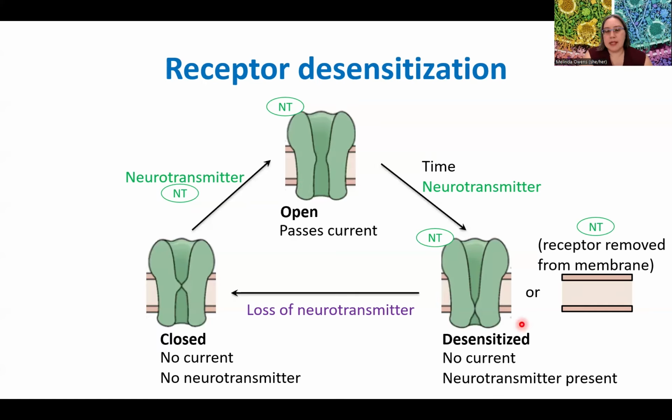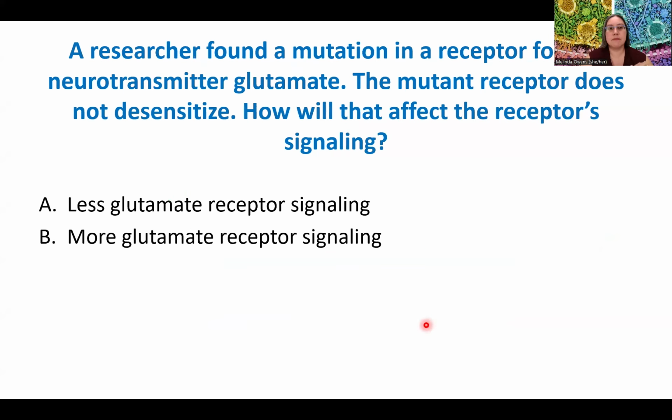Okay. And then after a while, after the neurotransmitter goes away, it can go back to normal, with the channels simply being closed, or the channels being restored to the membrane. But the big idea here is that desensitization is another way to end signaling, because the neurotransmitter is there, but you get less of a response or no response from the receptor.